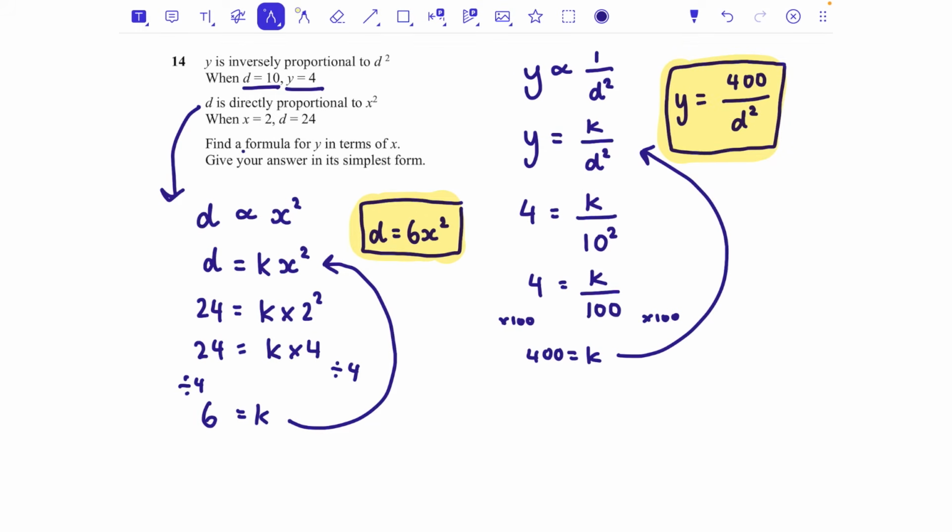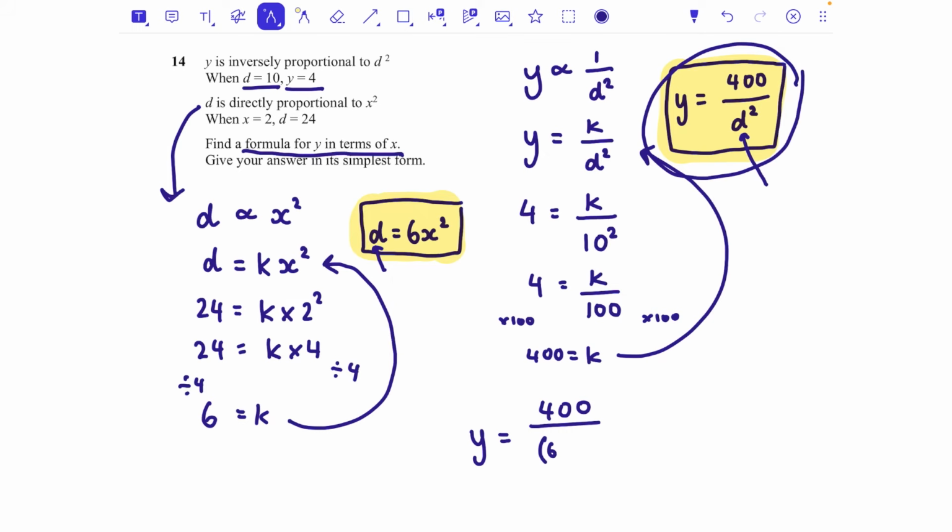Then it says find a formula for y in terms of x. Well, I have a formula for y over here, but it's in terms of d. And I have a formula for d, but it's in terms of x. So what I want to do is make this so that it is x's. And I can do that by using the fact that I know that d is 6x squared. So I'm going to write y equals 400 over, instead of writing d squared, I'm going to write 6x squared, because I know that d is the same as this.